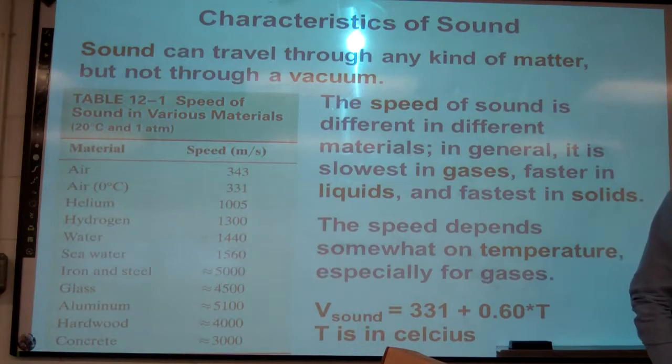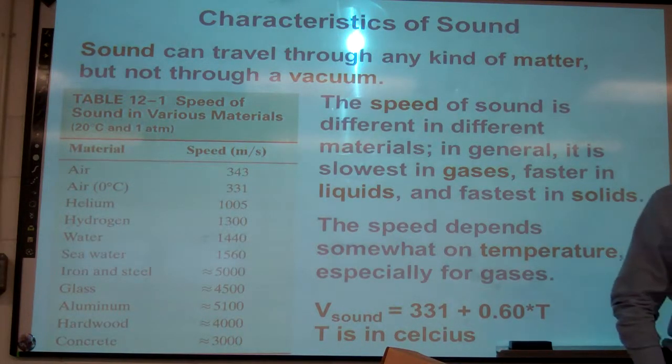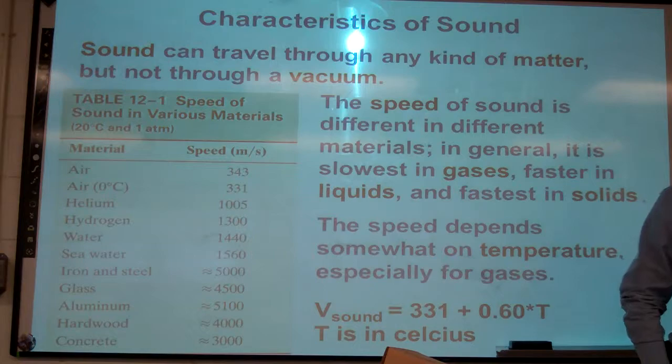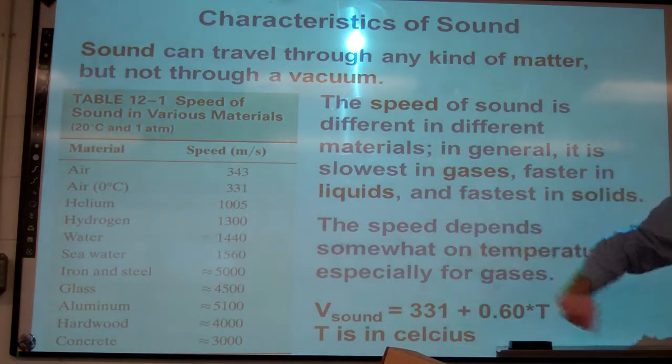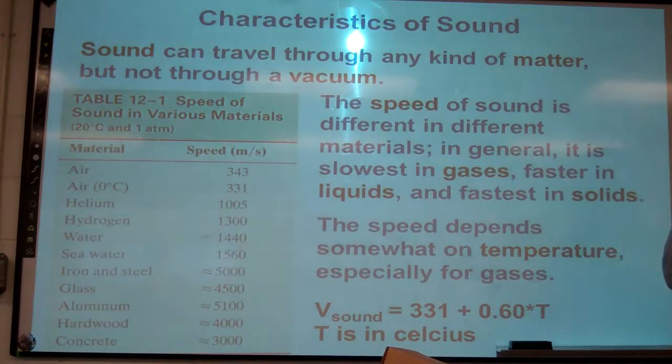So, just some things about sound. Sound can travel through any kind of matter, but not through a vacuum. It needs a medium to go through. What do you see happens as things get more dense? Does the speed of sound increase or decrease?